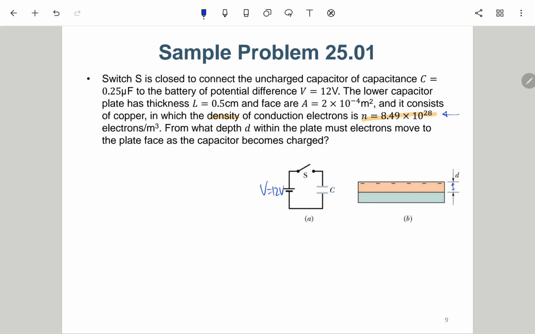So the calculation will be easy. First of all, we try to calculate how many charges there are. So first Q equals CV.